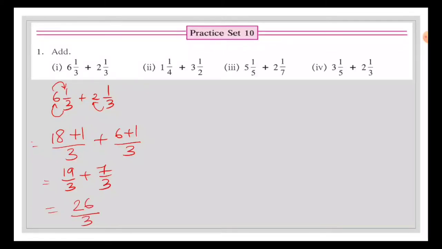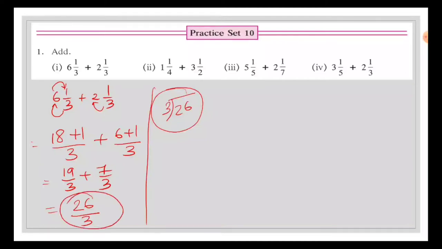Now you have to convert this into what? Into a mixed fraction, that you have to divide 26 by 3, and whatever is your remainder, whatever is your quotient, you have to follow the formula which I have taught you in the previous video, and then you have to convert this into a mixed fraction, and that's it. Okay, this was an easy one because the denominators were equal. But now we will be doing our third sum. This was the first sum, we will be doing our third sum.